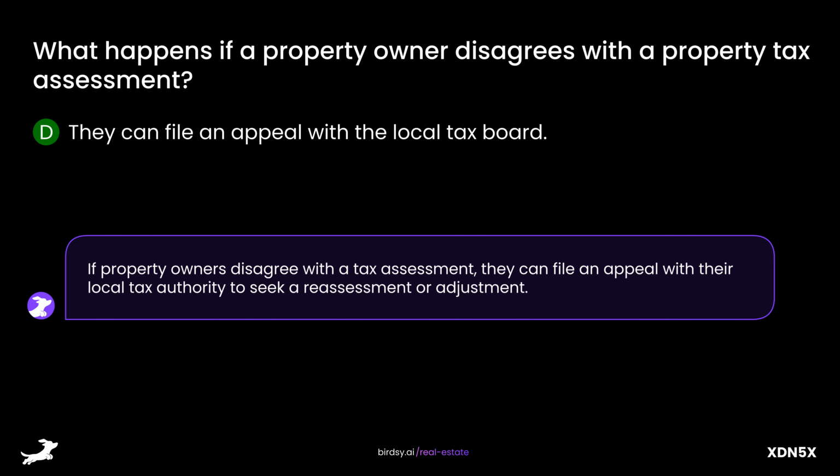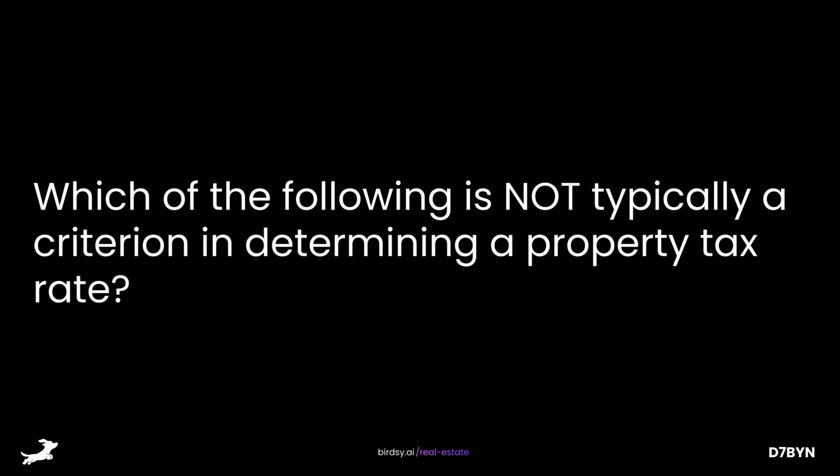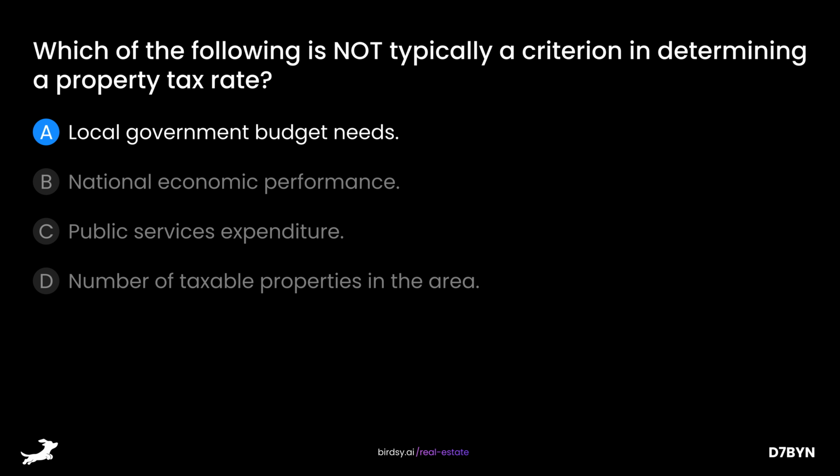If property owners disagree with a tax assessment, they can file an appeal with their local tax authority to seek a reassessment or adjustment. Which of the following is not typically a criterion in determining a property tax rate? Is it A, local government budget needs, B, national economic performance, C, public services expenditure, or D, number of taxable properties in the area? The answer is B, national economic performance.